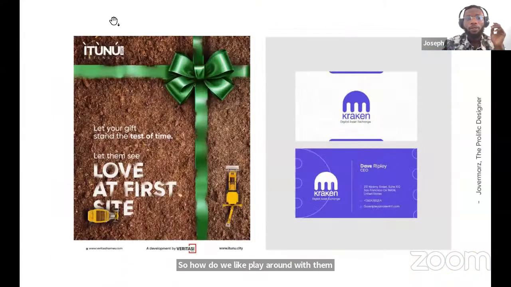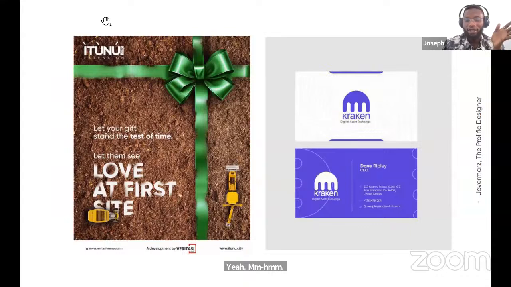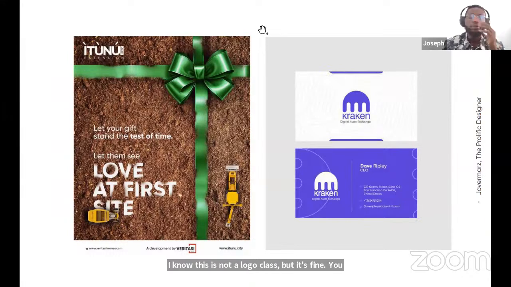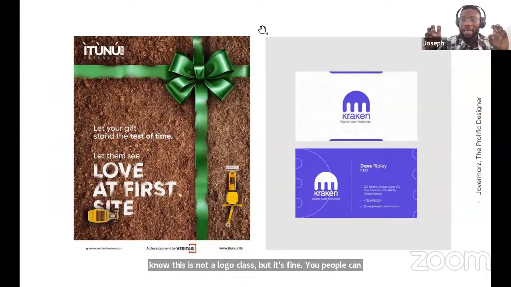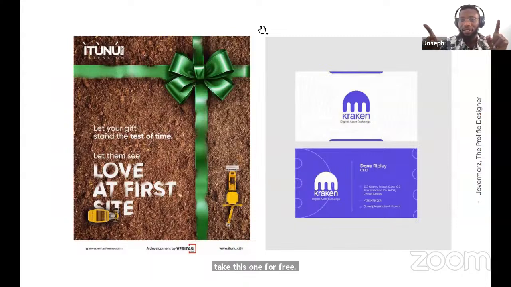Okay, so I know this is not a logo class, but it's fine. You people can take this one for free. Every logo has a black and white variation. Why do logos have that?